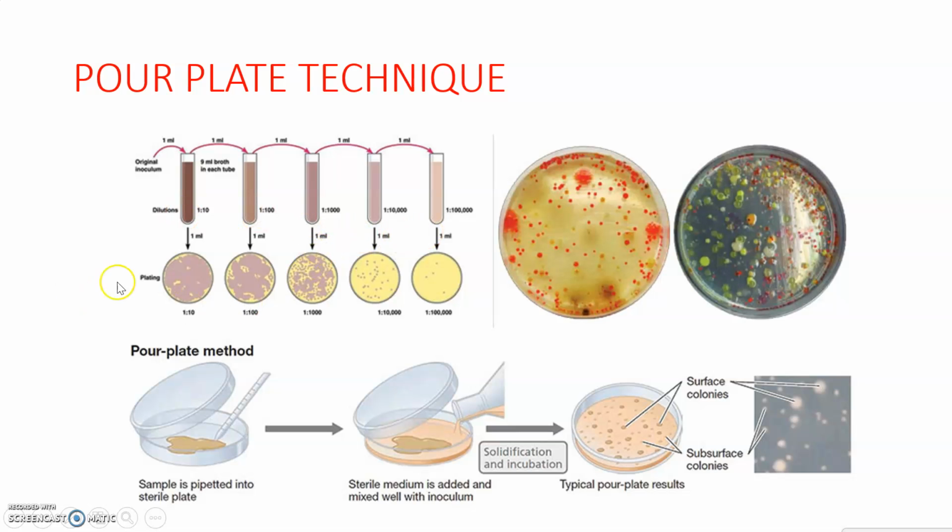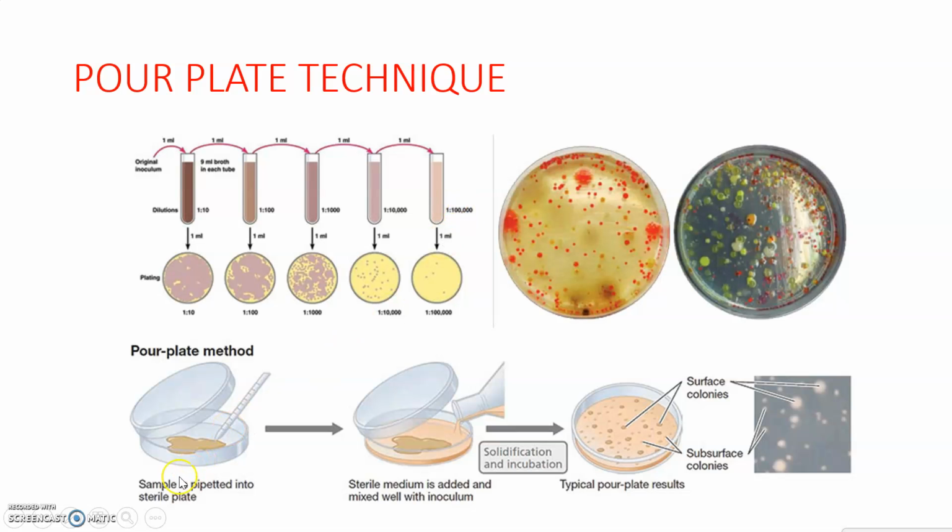So what is the purpose of these plates? First of all, we have made these dilutions, and each dilution we are pouring into a plate. This 1:10 we are taking into a plate, like that, 1:100 into another nutrient agar plate, and then again another nutrient agar plate like this. And each of the sets we are incubating. That is the pour plate technique.